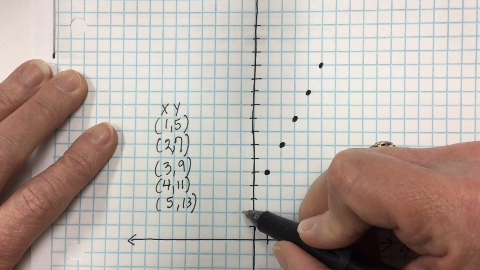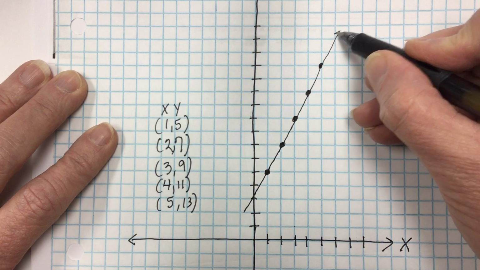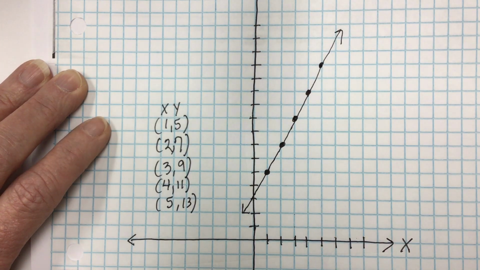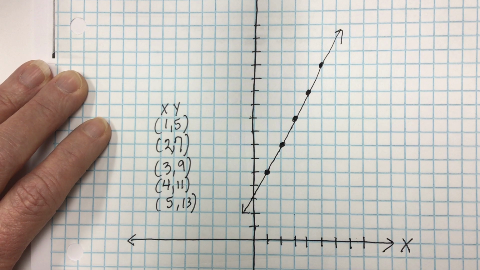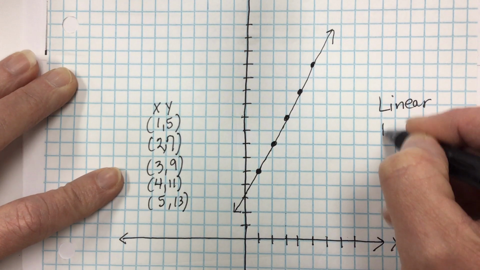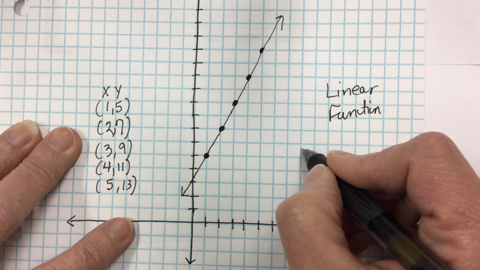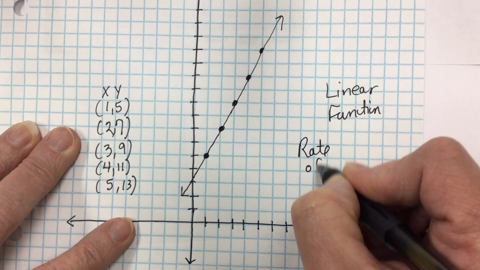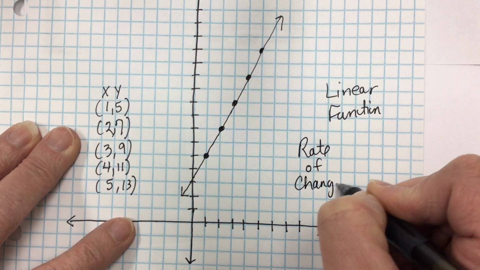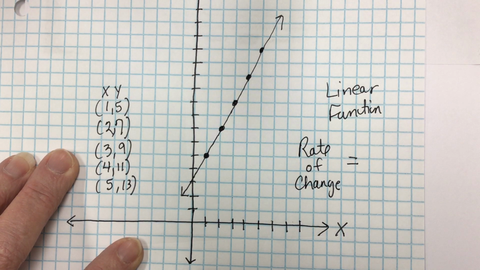So let's connect these points. I see that these points do form a line. So therefore, this is a linear function. Now, what we want to determine is the rate of change. Anytime you're asked to find the rate of change, you're going to be finding the change in Y over the change in X, or your vertical change over your horizontal change.